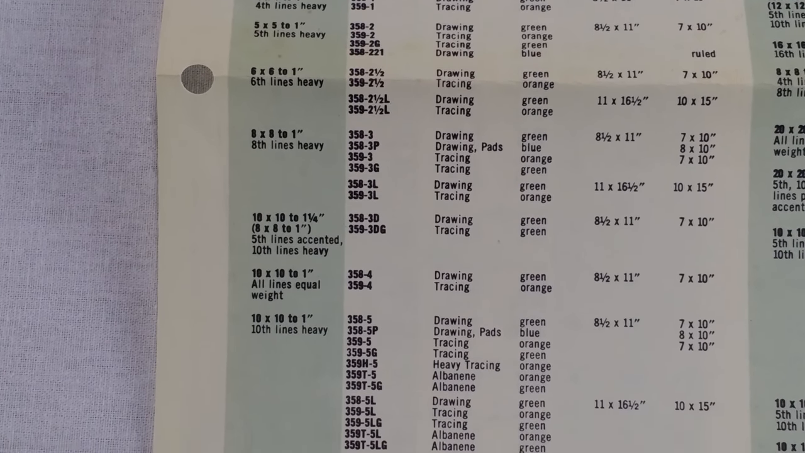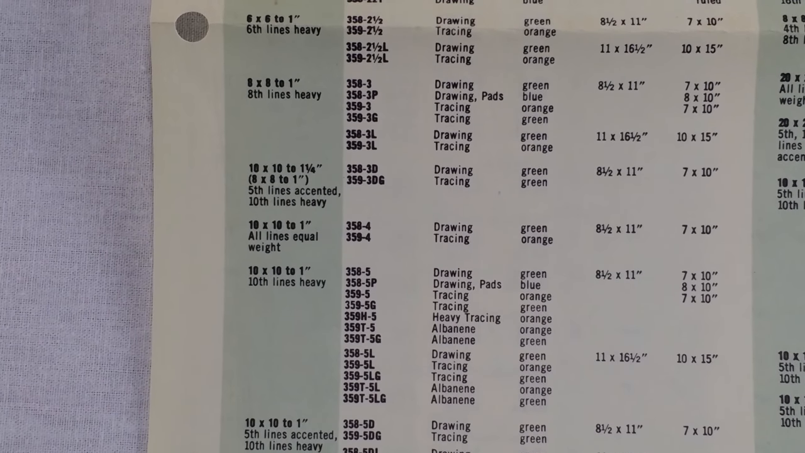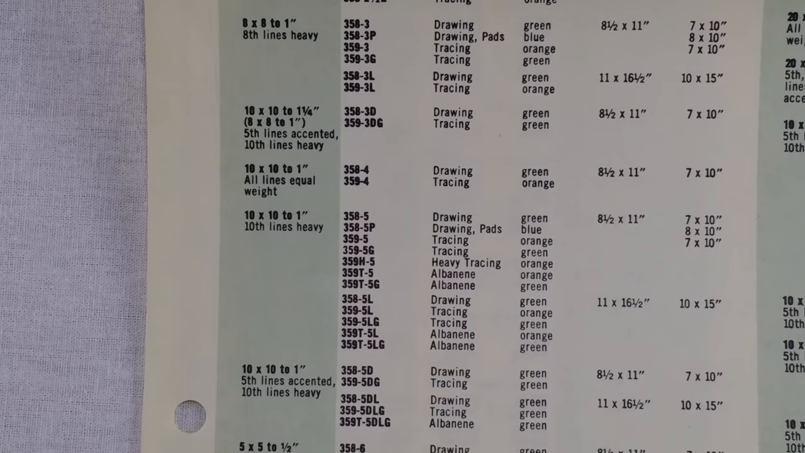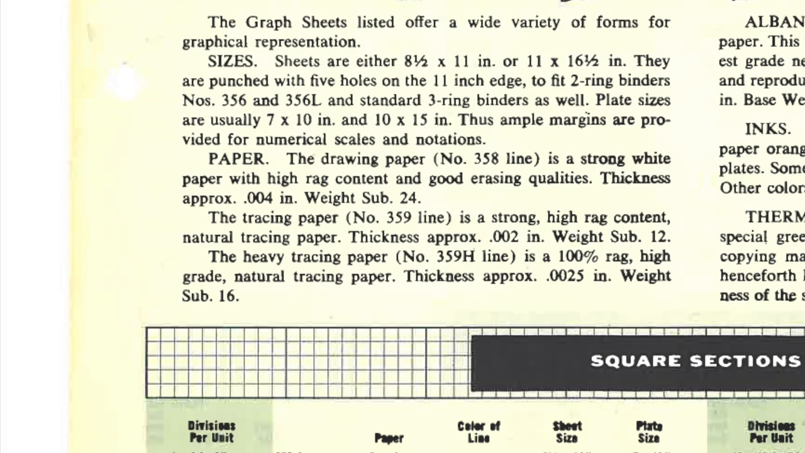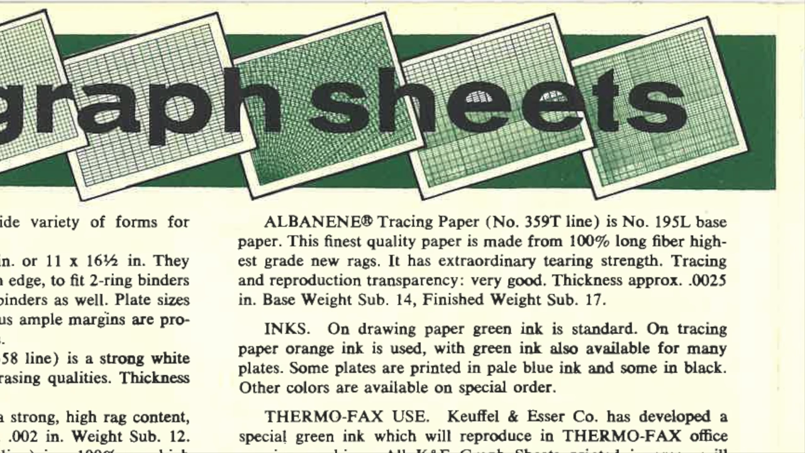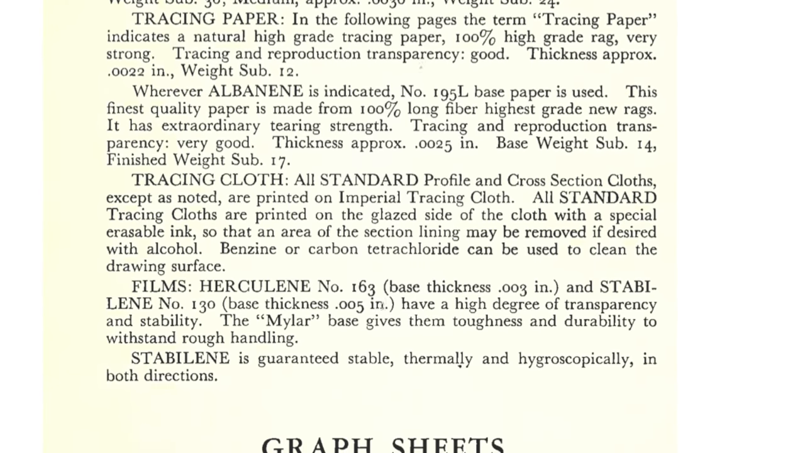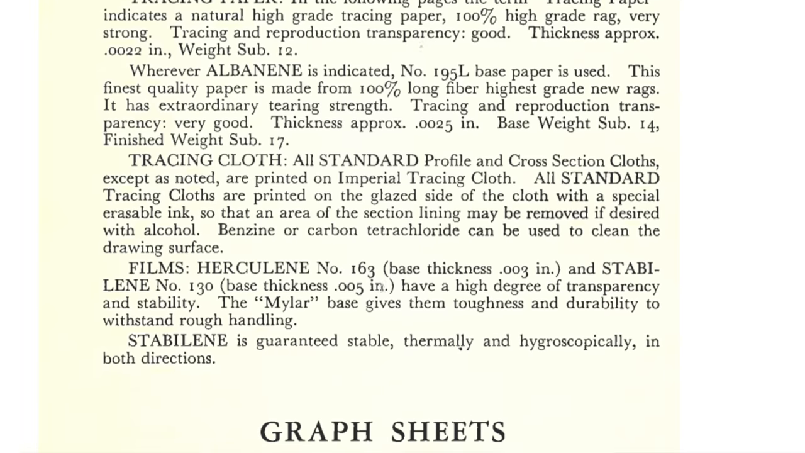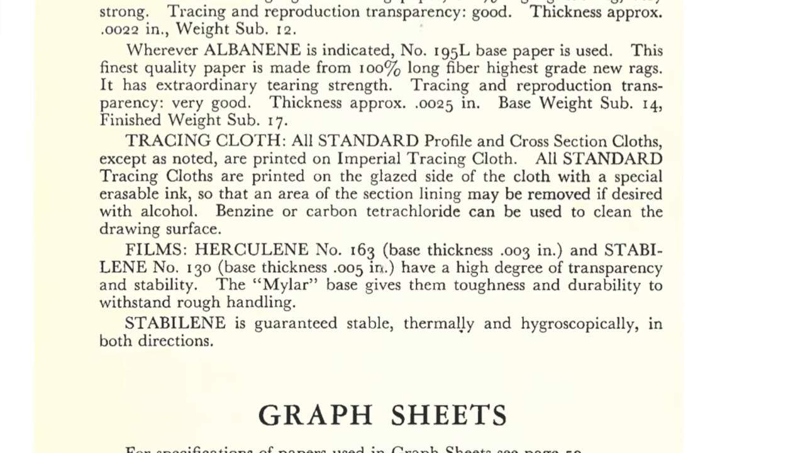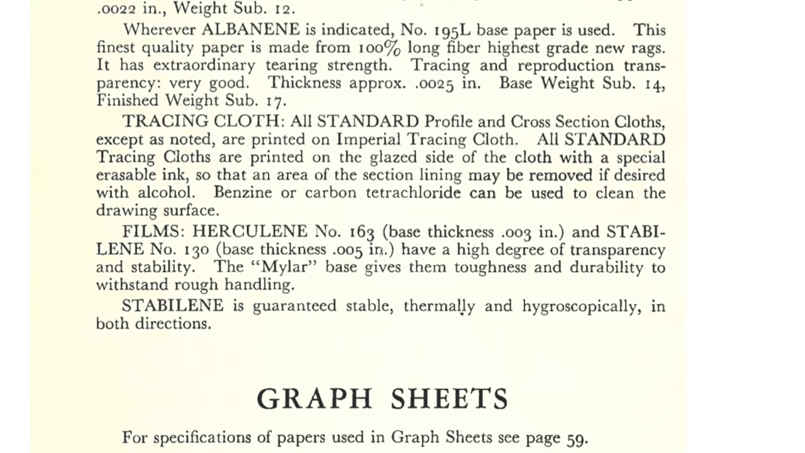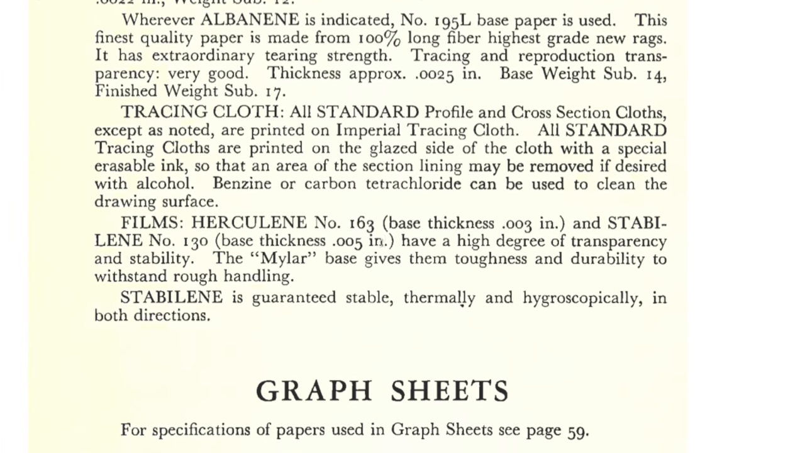You got drawing paper, which I think is like what we would call ordinary paper. And then three types of tracing paper, which is partially transparent. You got tracing paper, heavy tracing paper, and albanine, the deluxe. The finest quality paper made from 100% long fiber, highest grade new rags. I didn't even know rags could be new. You could also get something called tracing cloth or two types of plastic films they called herculene and stabiline. Stabiline is guaranteed stable thermally and hygroscopically in both directions.